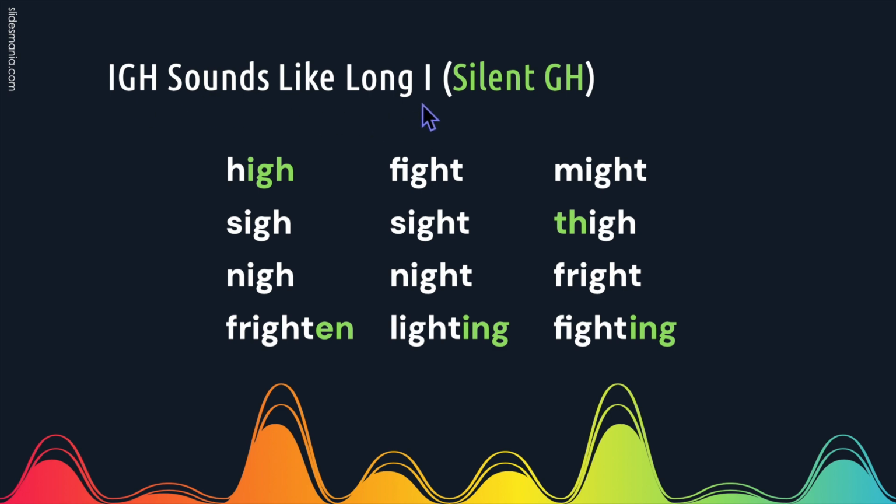IGH has the same sound as a long I. Most of the time in English words, G and H together are silent. So IGH here is going to say I. So this word will be high. Fight, might, sigh, sight. This TH will use its first sound of thigh, nigh, night, fright. We can add suffixes like these 3 in green without it changing the sound. Frighten. ING says ing. Lighting. Fighting.